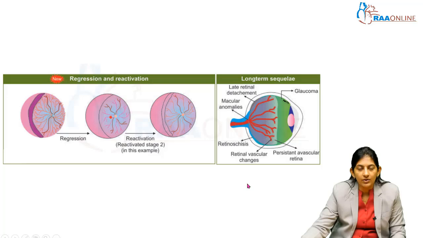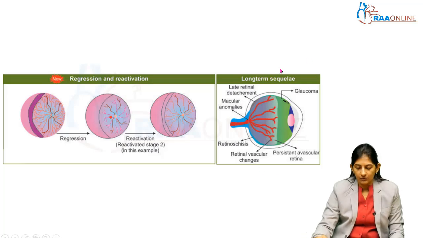So, these are the long-term sequelae of an untreated ROP. Remember, starting from retinal detachment, macular anomalies, the avascular retina, retinoschisis, and glaucoma, right? These 5 long-term sequelae you can remember.